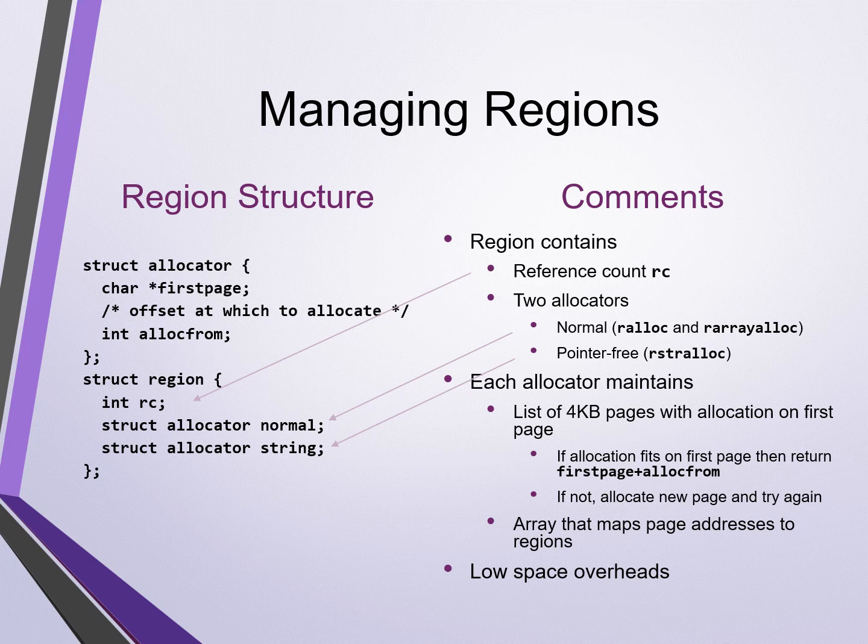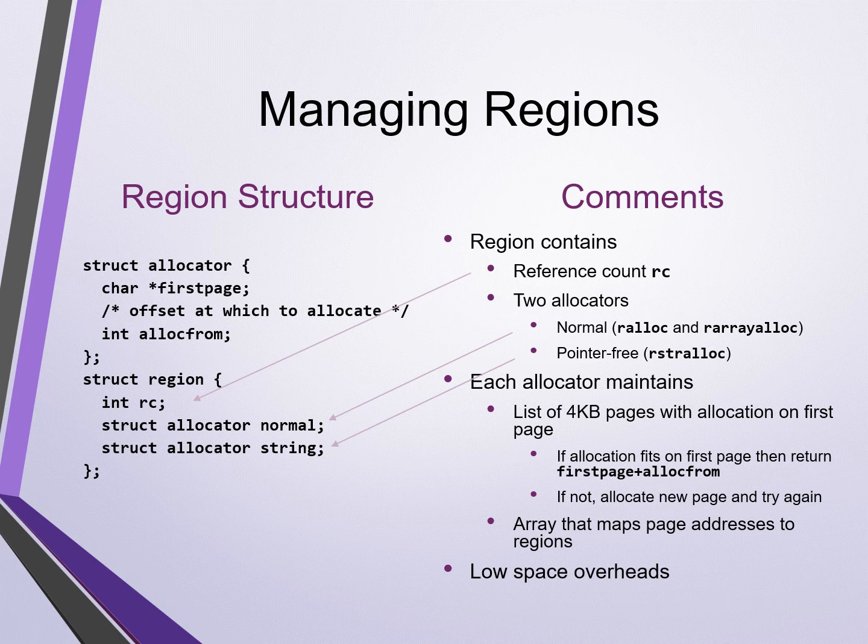The region library must maintain a mapping from memory addresses to regions for reference counting. The region data structure is shown in the code. A region contains a reference count and two allocators. The first allocator is for normal allocations, r_alloc and r_array_alloc, for region data with pointers. The second is for pointer-free region data, r_string_alloc.